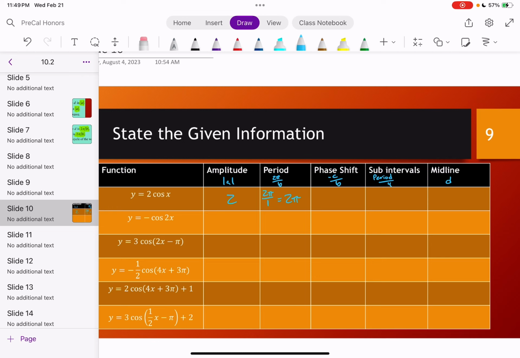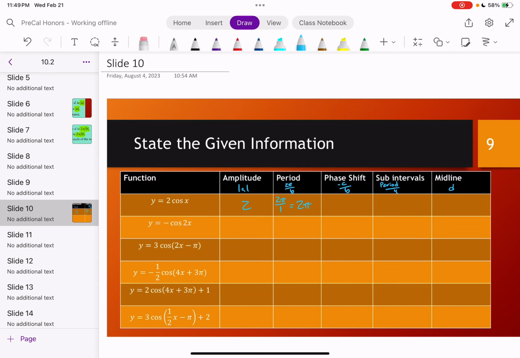Oftentimes you can do the period and the subintervals back to back. The answer from your period would be divided by 4. So our period in this case would be 2 pi, and we would divide by 4. This would simplify to pi over 2. We go ahead and work on the phase shift. Now in this case, we do not have a c, which means we are looking at 0 divided by 1, which means our phase shift is 0. And since there is no midline, d would be equal to 0.